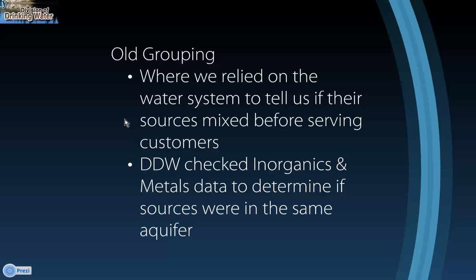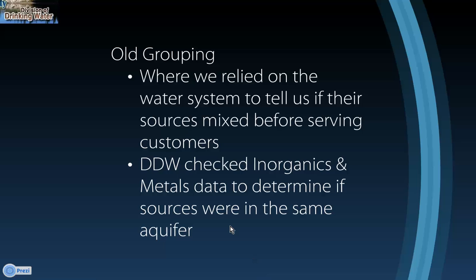The other way that we were grouping sources was by determining if the sources were in the same aquifer. And how we did that is the Division of Drinking Water, that's what my DDW stands for here, checked your inorganic and metals data to decide if the sources were in the same aquifer. If the inorganics and metals data was the same for each of the sources that the water system wanted to be grouped, then we would group them and only apply the Phase 2, Phase 5 monitoring requirement to that group, and then you would just rotate it amongst those sources.